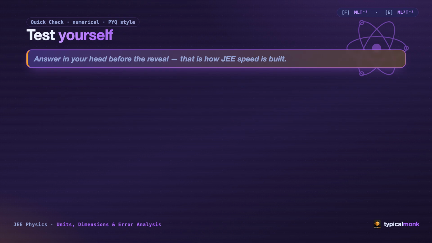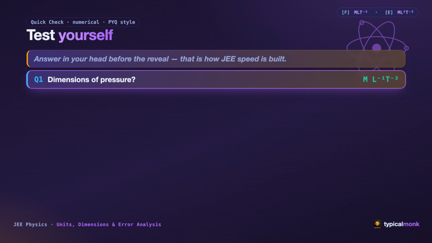Time to test yourself, rapid fire, and every answer today is a number. Here is the rule. I ask, you answer in your head before the reveal. No pen, no paper, just what you built today. Question 1. What are the dimensions of pressure? Force over area, ML⁻¹T⁻².